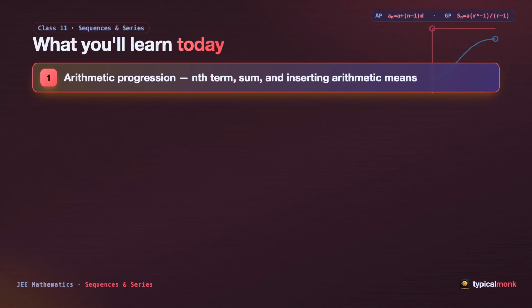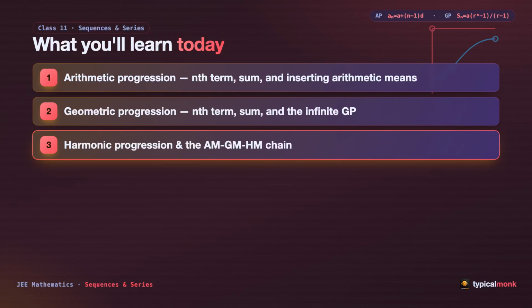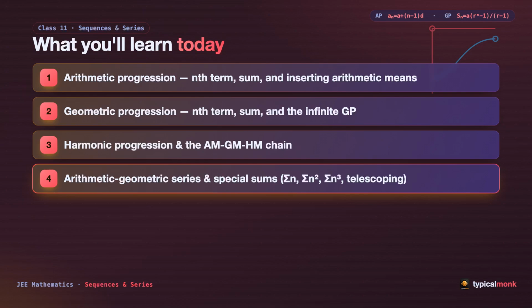So what will you carry home from today's class? First, the arithmetic progression, its nth term, its sum, and how to insert arithmetic means between two numbers. Second, the geometric progression, its nth term, its sum, and the special case of an infinite GP. Third, the harmonic progression and the chain that links the arithmetic, geometric, and harmonic means. Fourth, the arithmetic-geometric series and the special sums of n squared and n cubed, including telescoping.